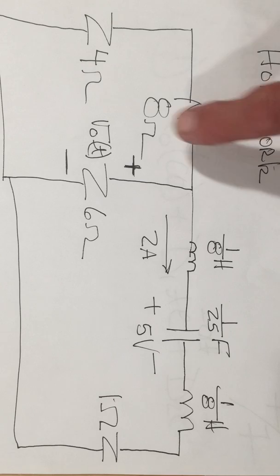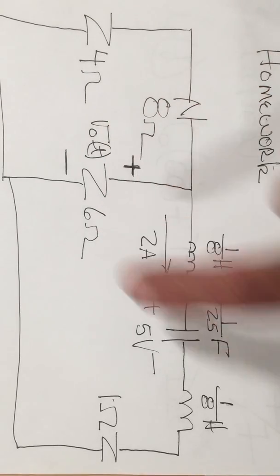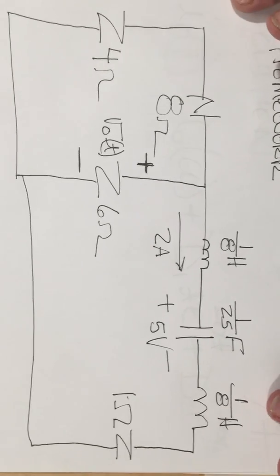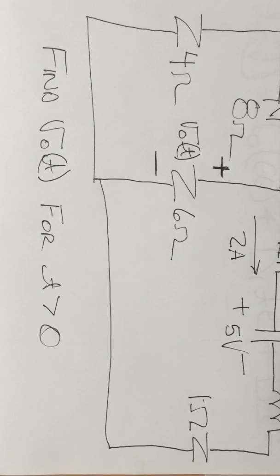So what I want you to do is find VO across the 6 ohm resistor for this homework. This is the sample 5 test problem. I want you to find VO of T for T greater than 0.